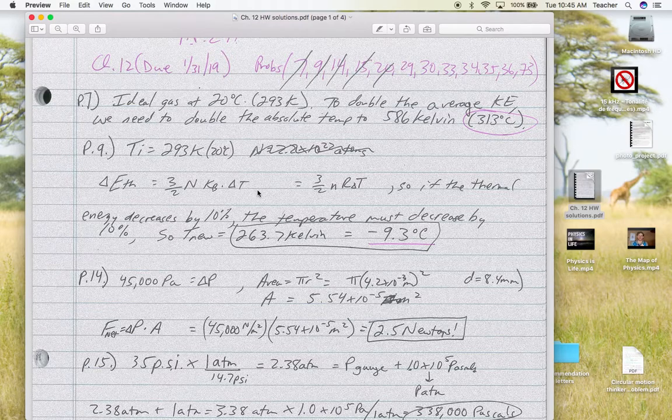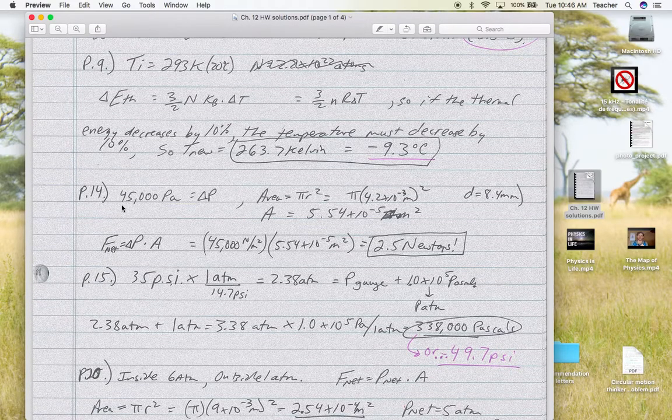For problem number 9, again, very similar. This is actually using Boltzmann's constant. I know we talked about that in class a little bit. You could think about the change in E thermal, but you didn't really need to do a calculation. I'm showing what you could have done. So if the thermal energy decreases by 10%, then the temperature must decrease by 10%. But again, we need to think about that in Kelvin. So if our initial temperature was 293 Kelvin, we lose 29.3 Kelvin off of that.